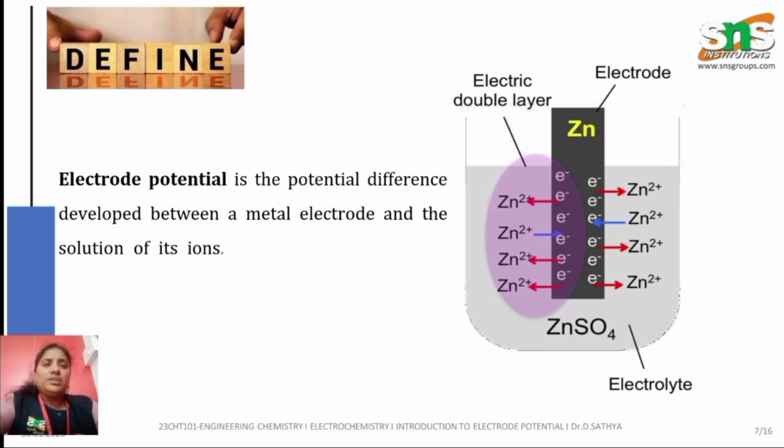Already we discussed what electrode potential is. Simply, in this diagram, the electrode potential is the potential difference developed between the metal electrode, that means the anode, and the solution of its own ions, that means the electrolytic solution. For example, the zinc rod is dipped into the zinc sulfate solution. The potential difference between the zinc electrode and the zinc sulfate solution is called the electrode potential.